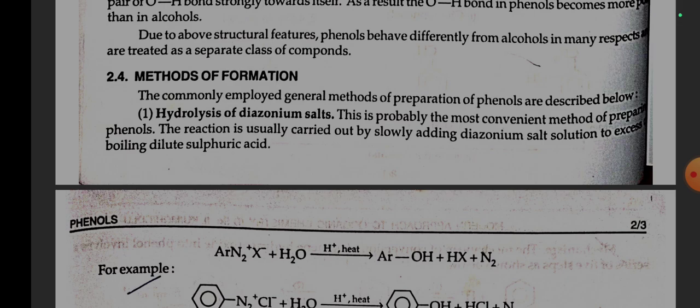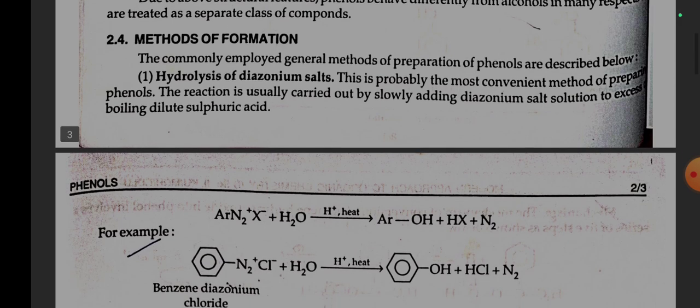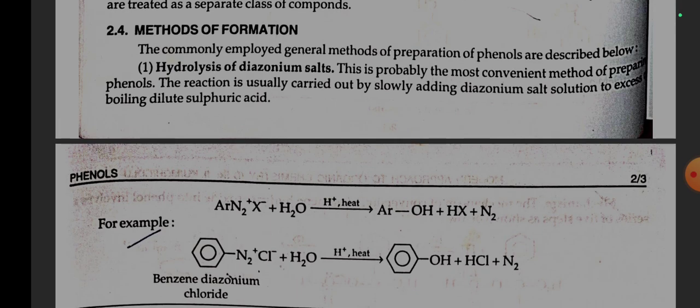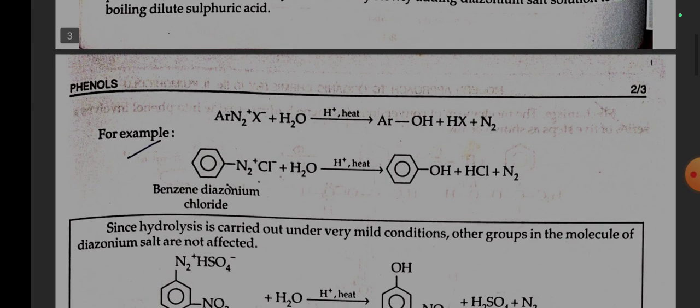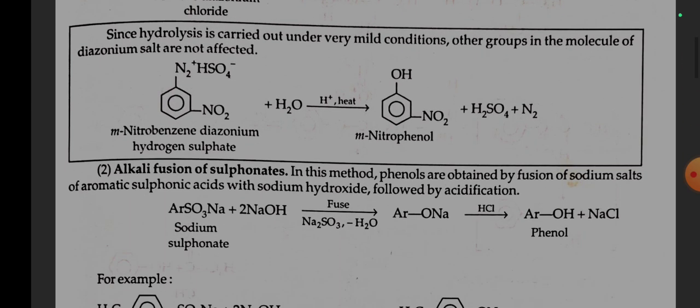The commonly employed general methods of preparation of phenols are described below. Number 1. Hydrolysis of diazonium salt. This is probably the most convenient method of preparation of phenols. The reaction is usually carried out by slowly adding diazonium salt solution to excess boiling dilute sulfuric acid. Since hydrolysis is carried out under very mild conditions, other groups in the molecules of diazonium salt are not affected.